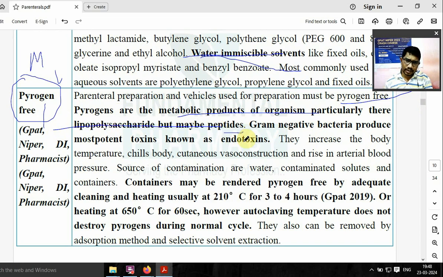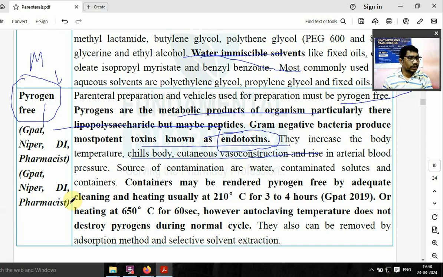Gram-negative bacteria will produce the most potent toxin known as endotoxin. Gram-positive bacteria produce exotoxin. Endotoxins are a kind of pyrogens. They increase the body temperature. They cause chills in the body, cutaneous vasoconstriction, and rise in arterial blood pressure.